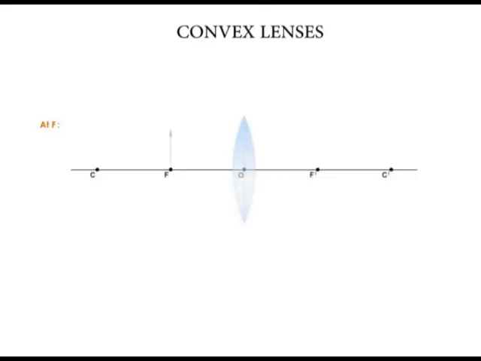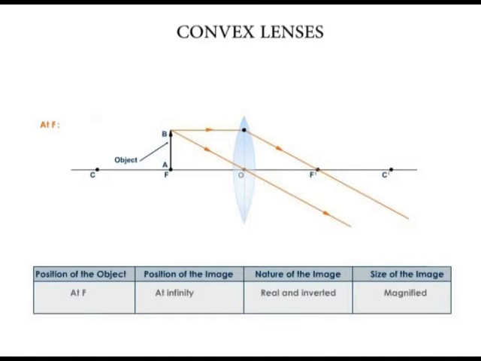An object positioned at F. We proceed normally. A ray parallel to the principal axis passes through F after refraction. Next, a ray through the optical center proceeds undeviated. Now these two rays are parallel to each other and will never meet. Thus, for an object placed at F of a convex lens, a real inverted and magnified image is formed at infinity.